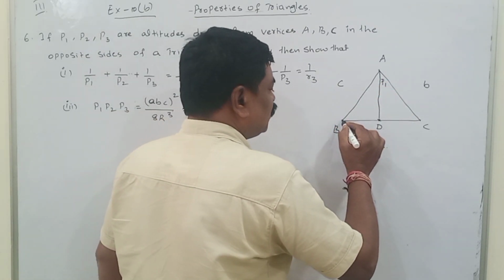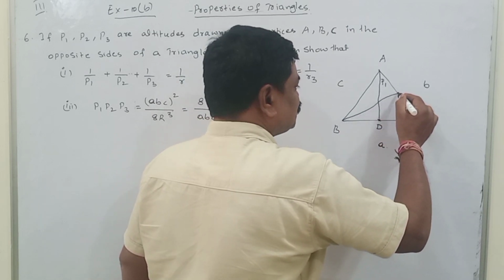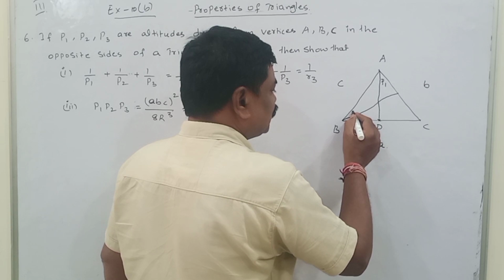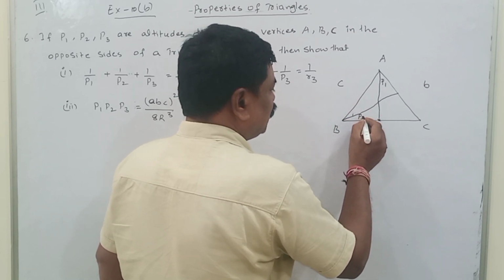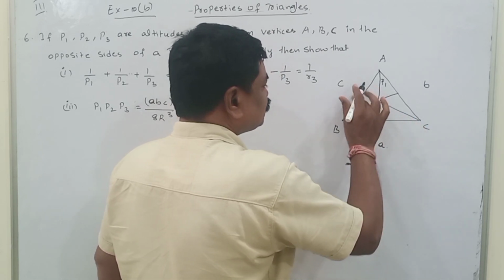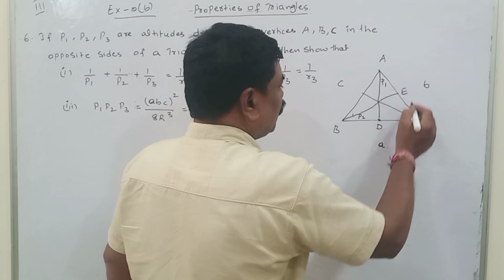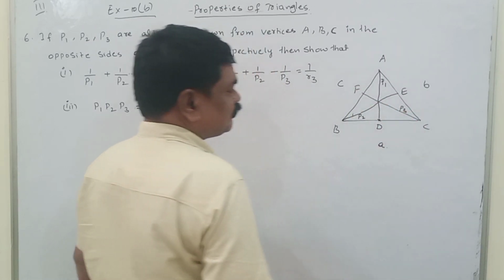Then you have to draw the altitude from angle B to the opposite side. So this is the P2 altitude. Next you have to draw the altitude CF. So this is the altitude P3.